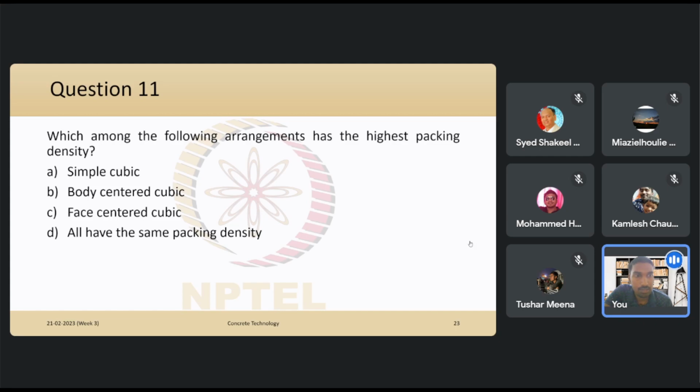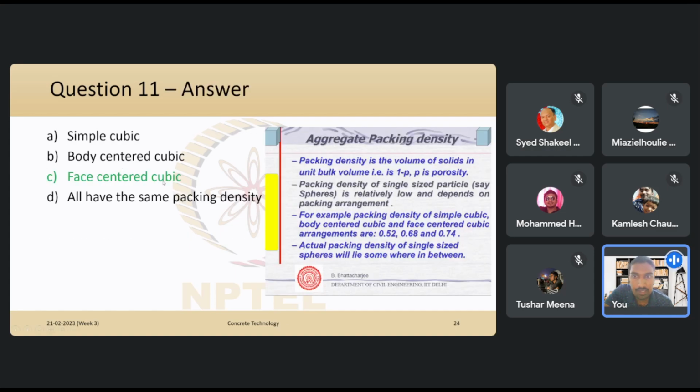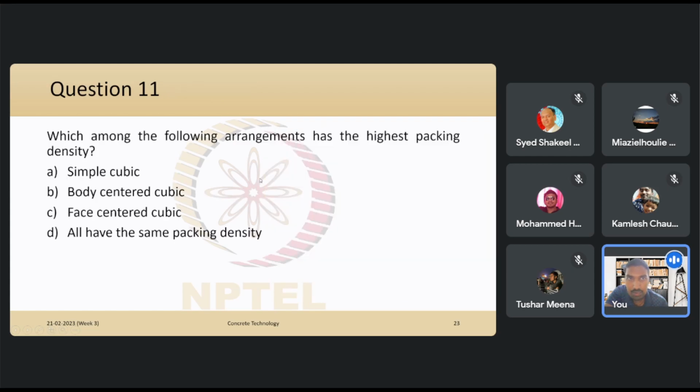Okay, so let's take a look at the answer now. The right option is option C, face centered cubic, right? So that is going to have the highest packing density among the 3 arrangements, right? In fact, if you look at the packing density, it is lowest for simple cubic, which is around 0.52. For body centered, it will be 0.68, and for face centered, it is the highest with 0.74, right? So that is the right option.